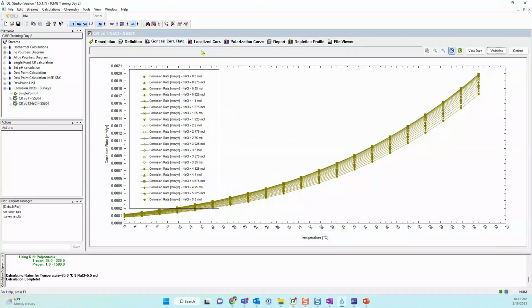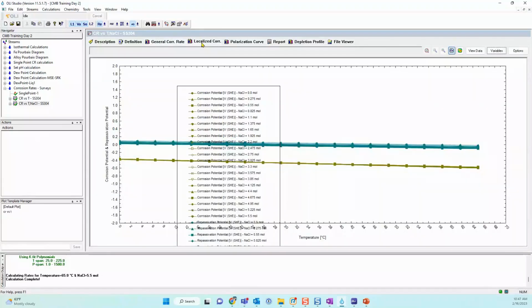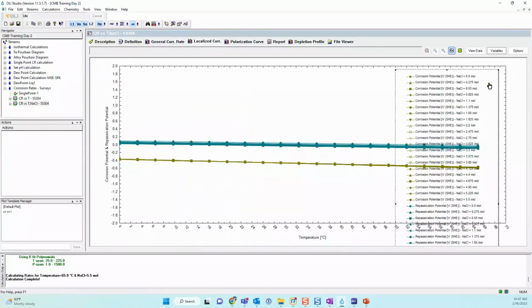Okay, what about the localized corrosion? So I increase salinity, and I don't see that I'm having any localized corrosion at all. The corrosion potential remains more or less the same. The chlorides seem to have moved the repassivation potentials a little bit, but they never touch. They are far away from each other. The repassivation potential driving force is higher than the corrosion potential, so no localized corrosion damage.